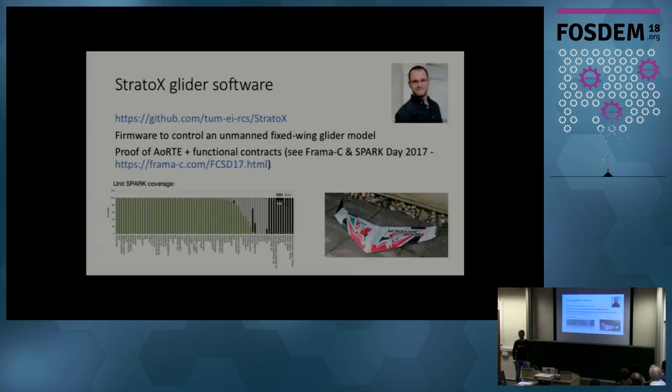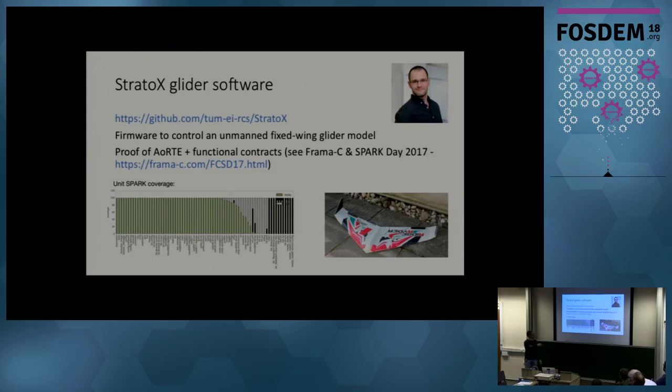runtime errors. Stratox glider by Martin Becker, researcher from the Technical University of München. It's a framework to control this unmanned fixed-wing glider model to collect weather data. It's launched from a balloon and it glides, but how do you guide it? Well, you need a kind of autopilot. And they did that over a very small period of time, a few months. They target proof of absence of runtime errors and functional contracts. You can also see the results in the slides at this location.